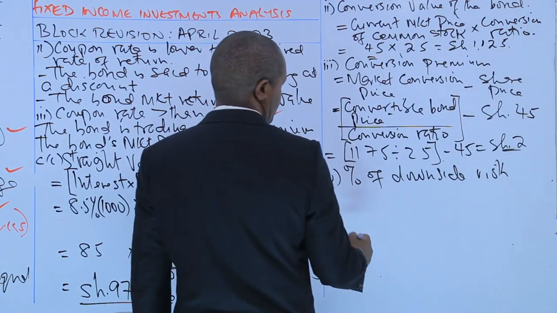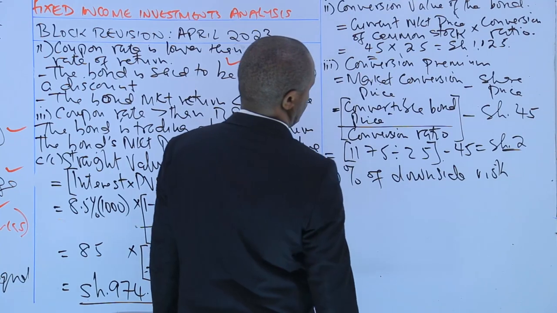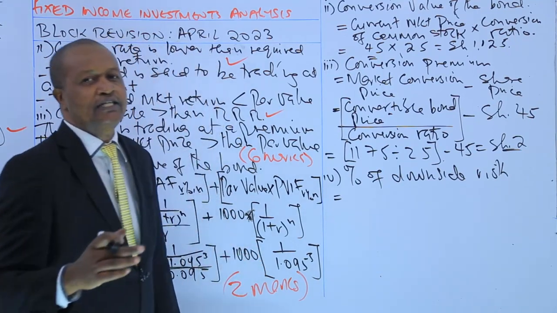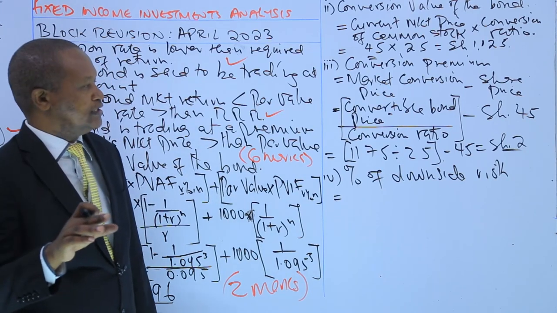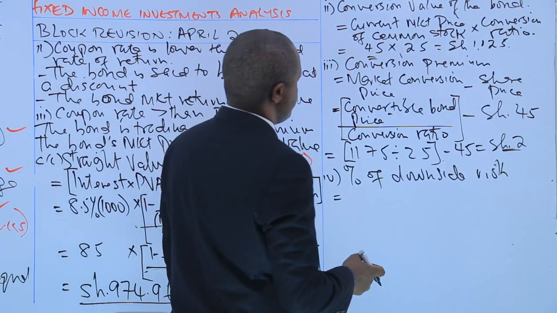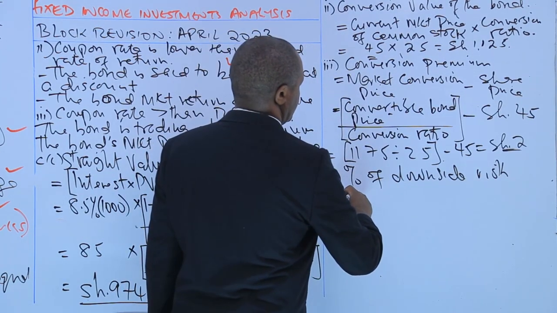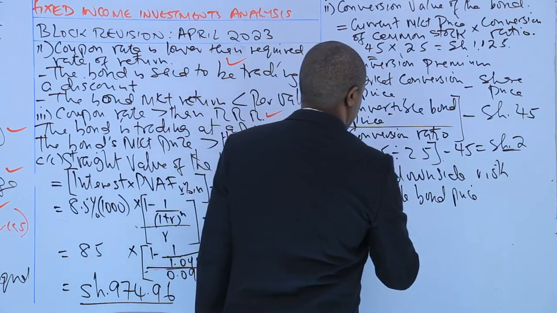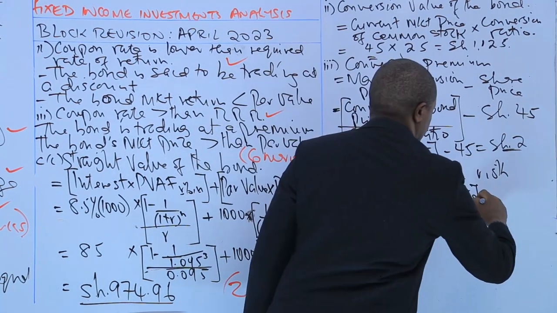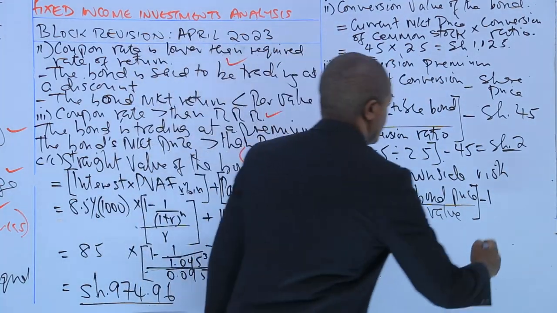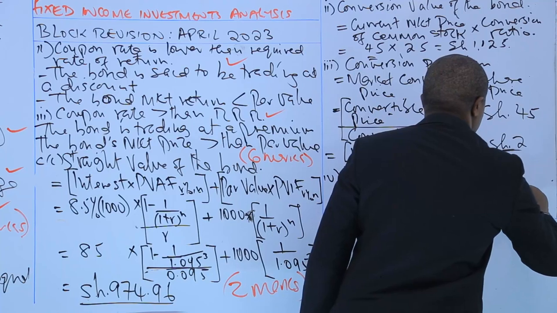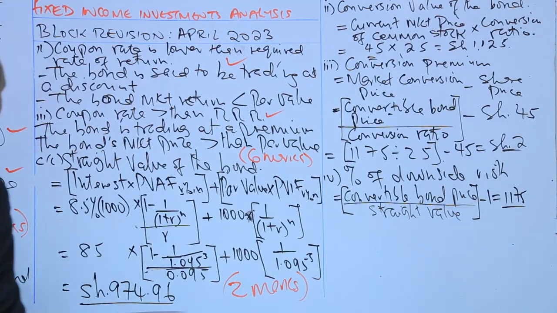We are talking about percentage of downside risk. I've said it is measured as a percentage of the straight value and is computed as follows. We have convertible bond price divided by the straight value, minus one. We have the convertible bond price here, 1175. Then the straight value we calculated in Roman 1, 974.96.